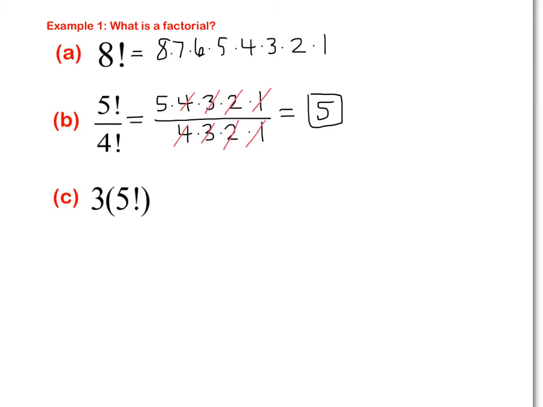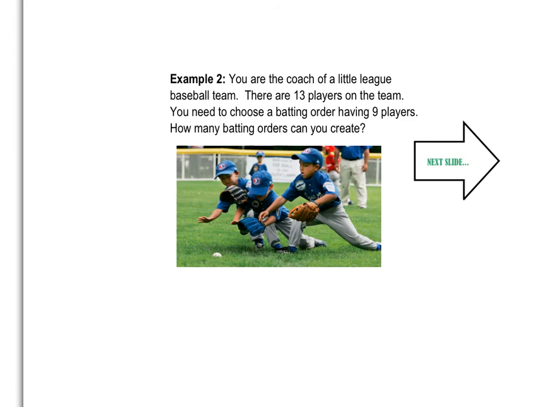We can also take factorials and multiply them by a constant. So what this says is 3 times 5 times 4 times 3 times 2 times 1. Okay, so here's an example of when we would use permutations. It says, you are the coach of a Little League baseball team. There are 13 players on the team. You need to choose a batting order having 9 players. How many orders can you create?